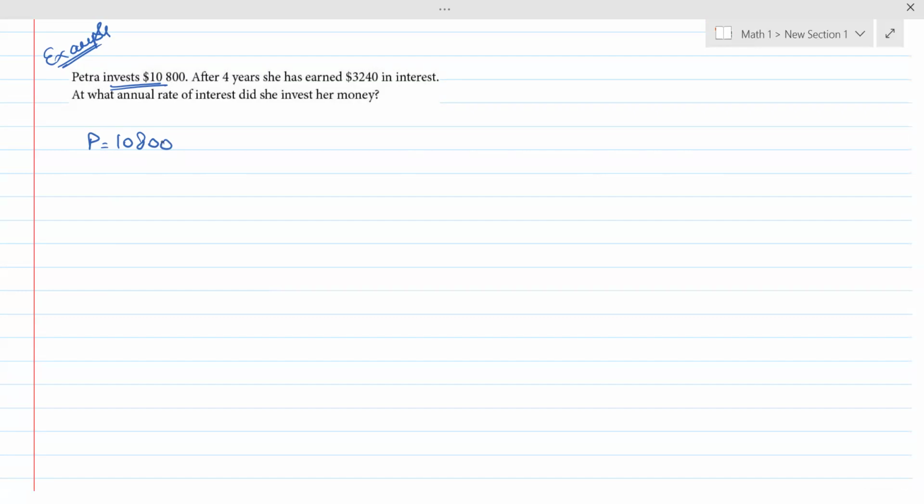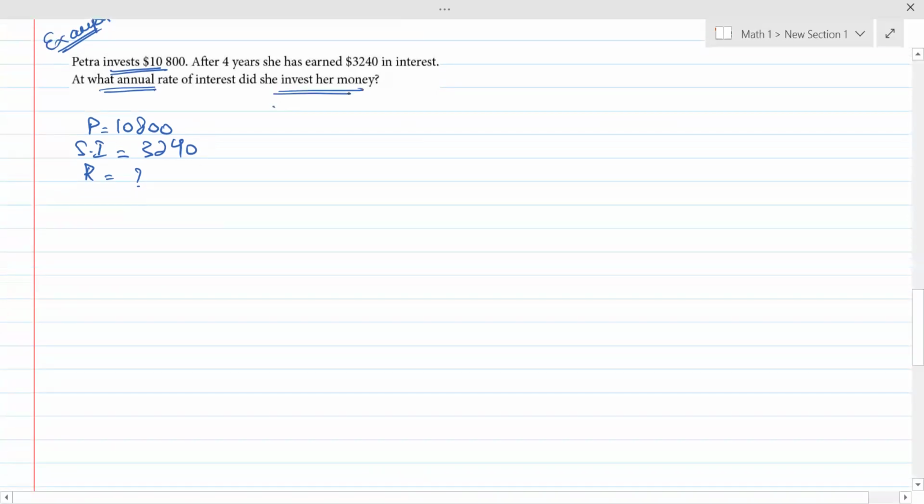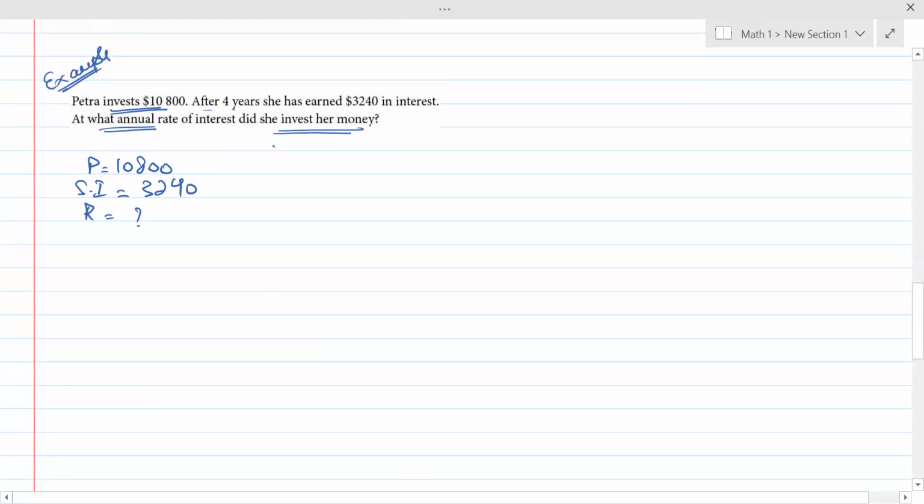Now we have been given the simple interest earned. Unlike the previous questions where the simple interest was unknown and had to be found, here simple interest is given to us, 3240. At what annual rate? Now we have this rate unknown. And this is all about 4 years. Time is 4 years for us.